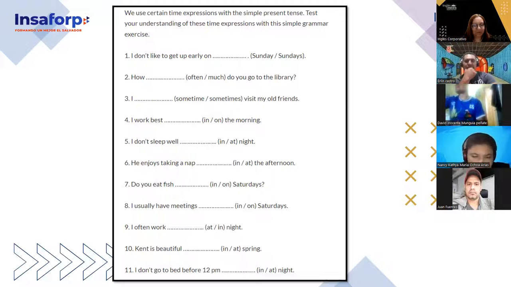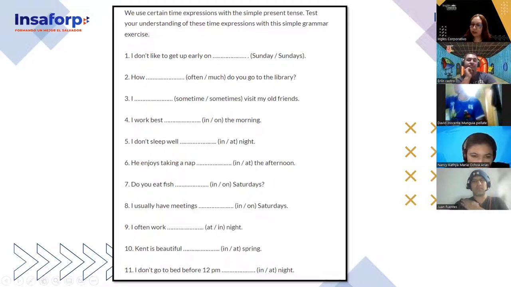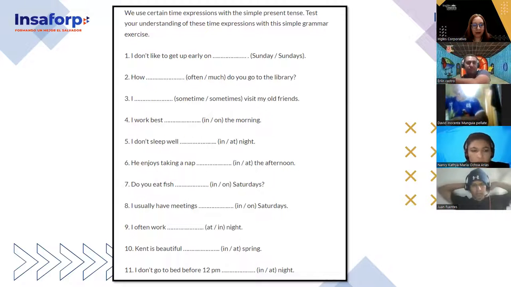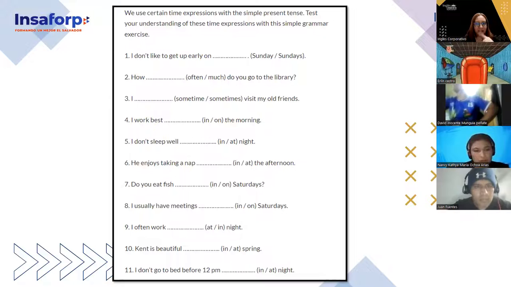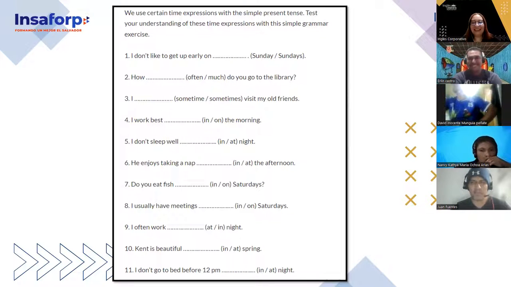In spring. That is correct. En la primavera, in spring. Number 11, I don't go to bed before 12 p.m. At night. Exactly. Night. Perfect. Me encanta que ya captaron la parte de at night y todos los demás in the morning, in the afternoon, in the evening, right? Hay gente que llega avanzado y me sigue diciendo in the night. So very good job. Perfect.